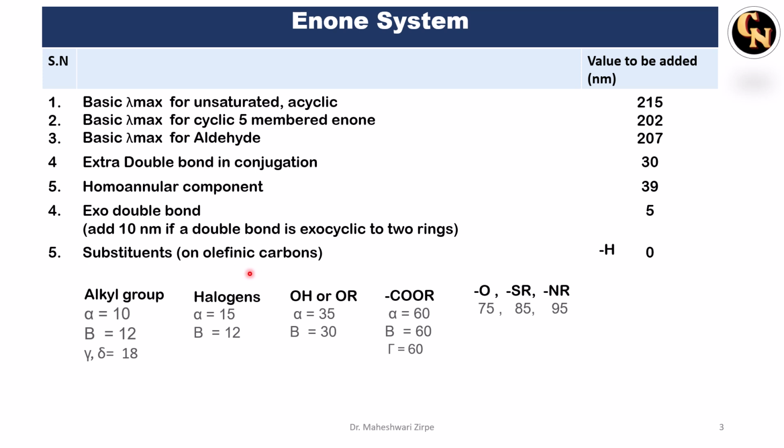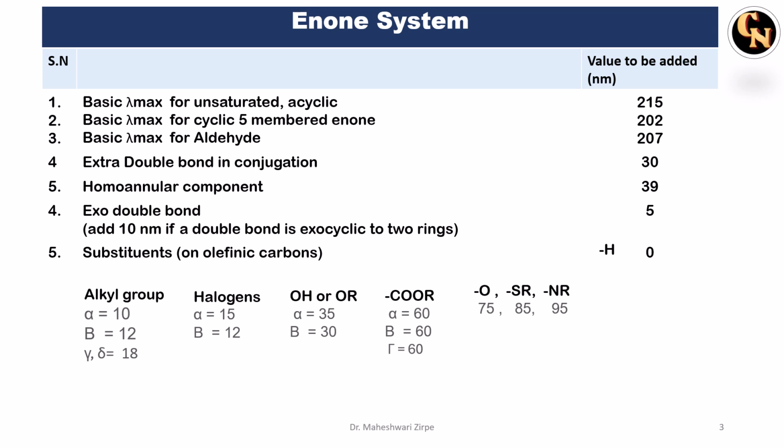Then for the substituents which are present, like hydrogen, if it is there, we don't add anything, it is 0. But if there is an alkyl group at alpha carbon, we add 10, beta carbon we add 12, and gamma and delta carbon we add 18. In a similar fashion for halogen, if the halogen is present at alpha carbon, we add 15, and at beta carbon we add 12.